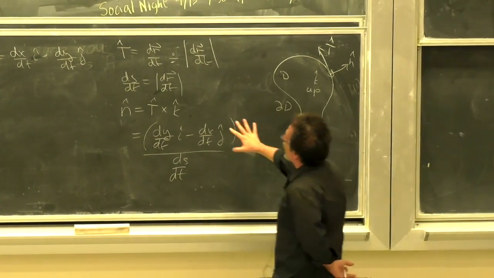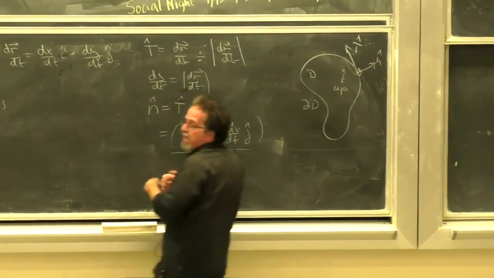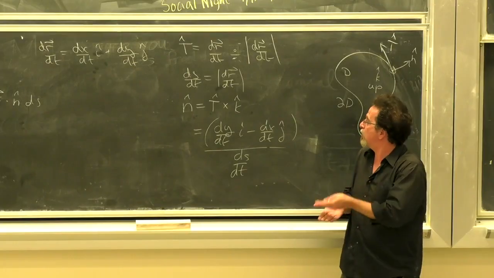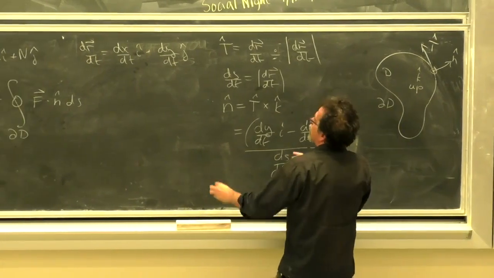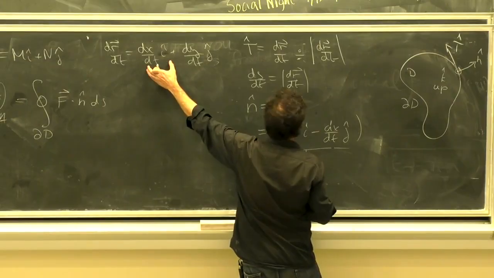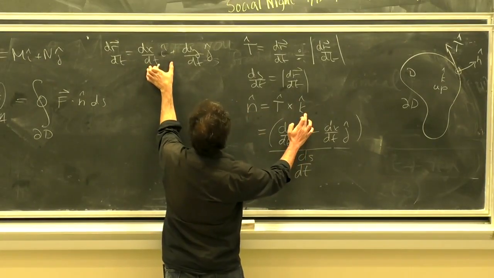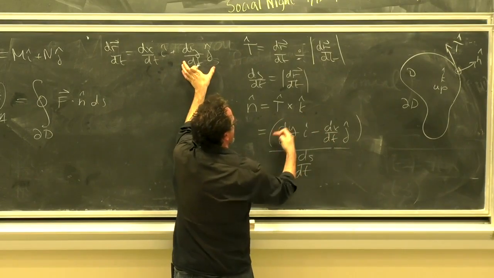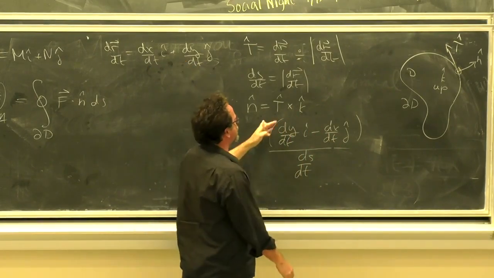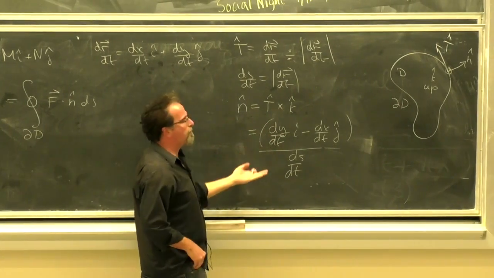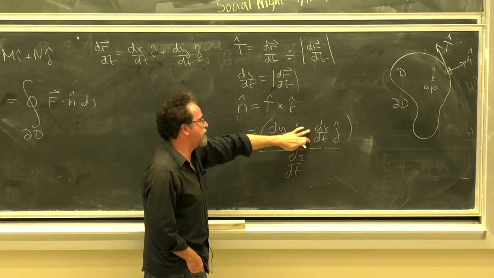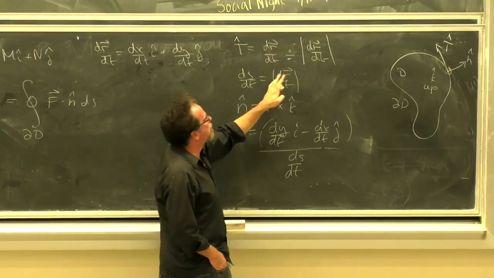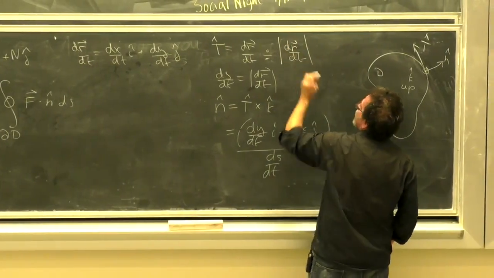So n hat, all you do now is take this crossed into k, and you have to remember your cross product relations. i cross k is negative j. j cross k is i. So this component crossed into k hat right here is negative j. That gives you this term right here. And then this component crossed into k hat gives you i, the i hat component. And of course, it's a unit vector, and so you have to divide by its magnitude. And its magnitude is the square root of (dx/dt) squared plus (dy/dt) squared, which is simply ds/dt. These are r's. I apologize for my sloppy handwriting.